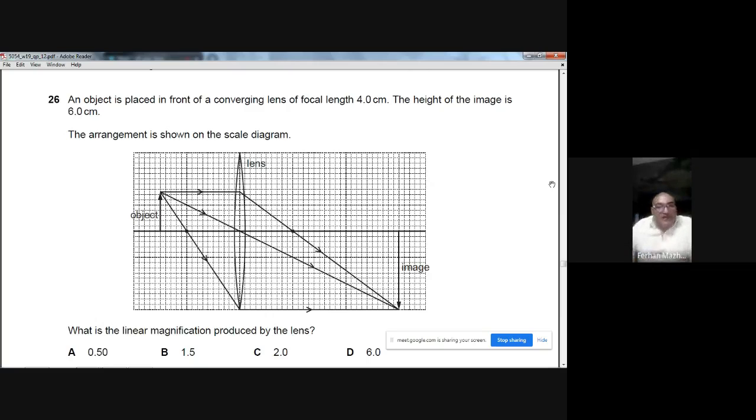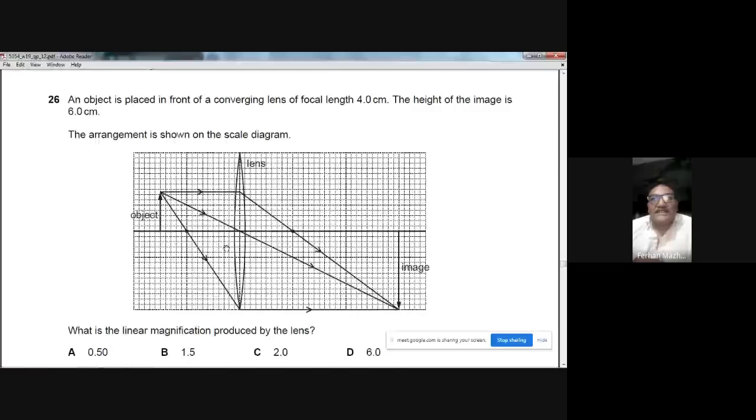Linear magnification. Another formula for the linear magnification is distance of the image from the lens divided by distance of the object from the lens. Very easily I can count from here. If you count the distance of the image from the lens and the distance of the object from the lens, dividing them will give you the linear magnification. Or you can say the height of the image divided by height of the object also gives us the linear magnification. I hope you understand. C is the option. Question number 26 is done.